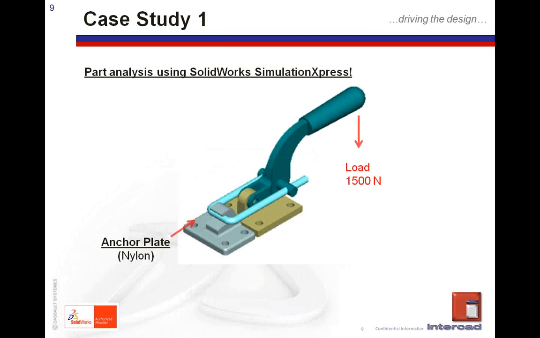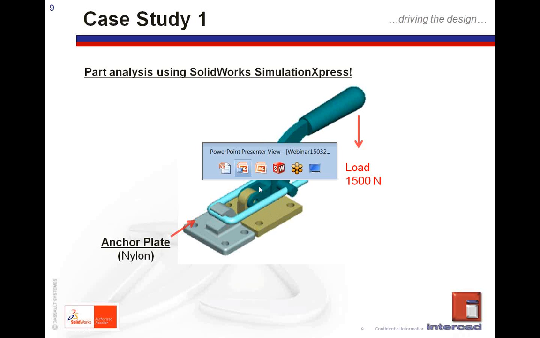This is our first case study. We will analyze an anchor plate using SimulationXpress. Here we have a very basic assembly structure. We have a handle and three more parts. The important point is the load path. When we apply the load to the handle, it is transferred to the anchor plate through the light green part.